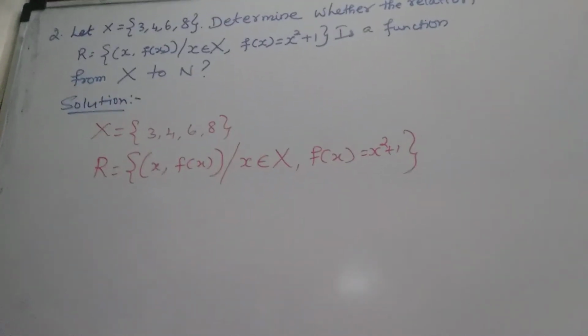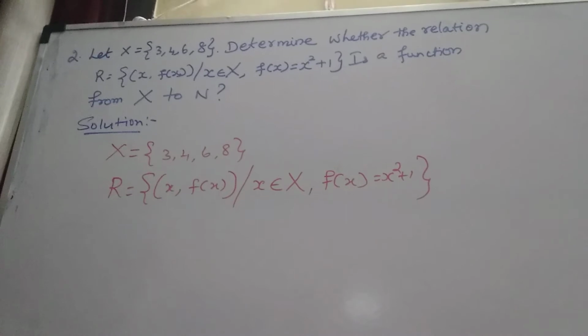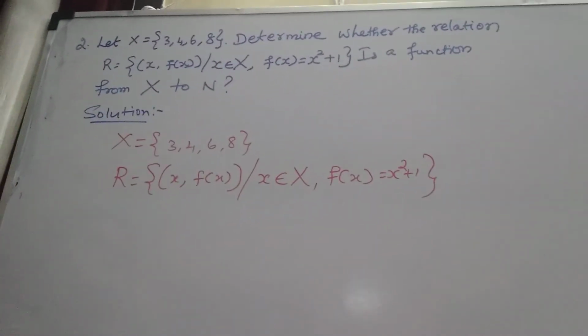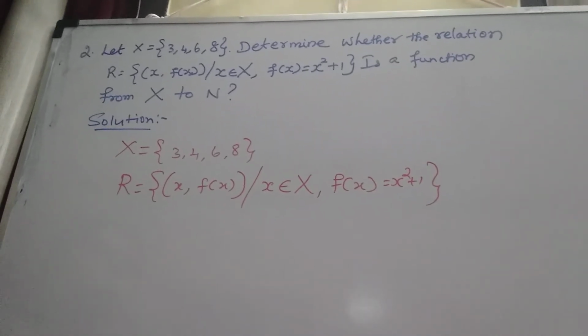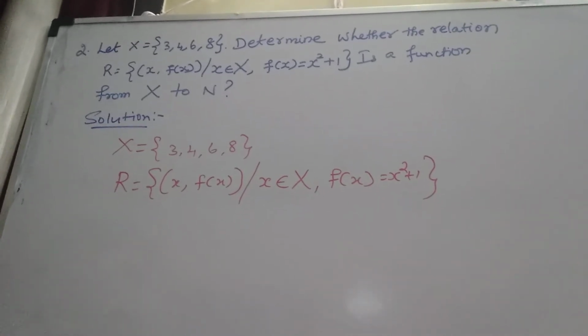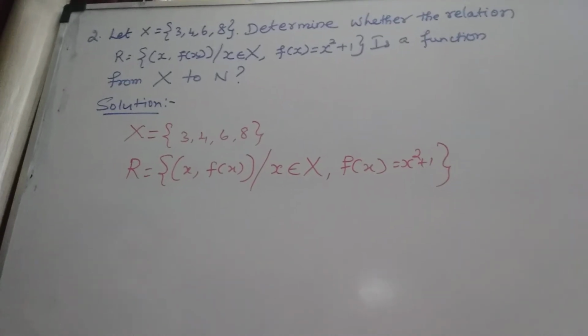See the second sum. Now look into your second sum. X is a set containing 3, 4, 6, 8. Determine whether the relation R is a function from X to N. Given R is a relation from X to N, where the relation is defined as a function of X.